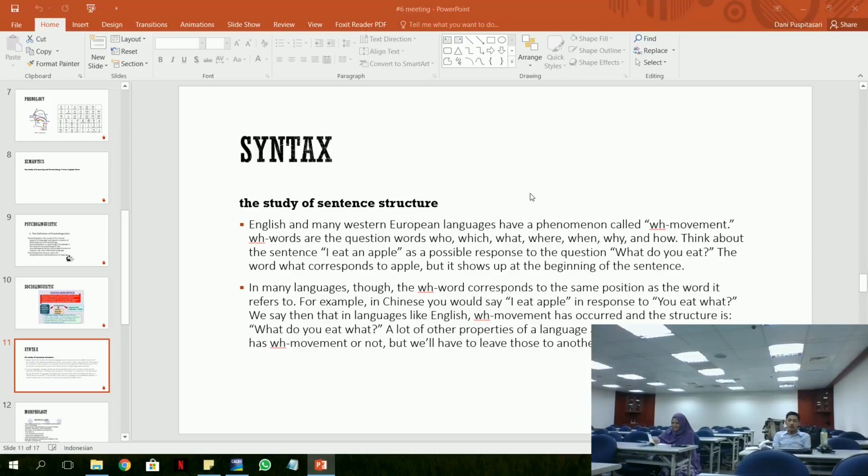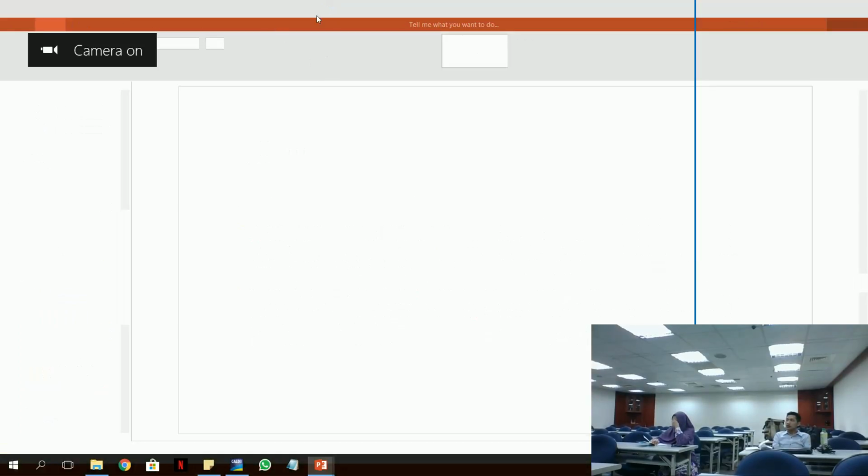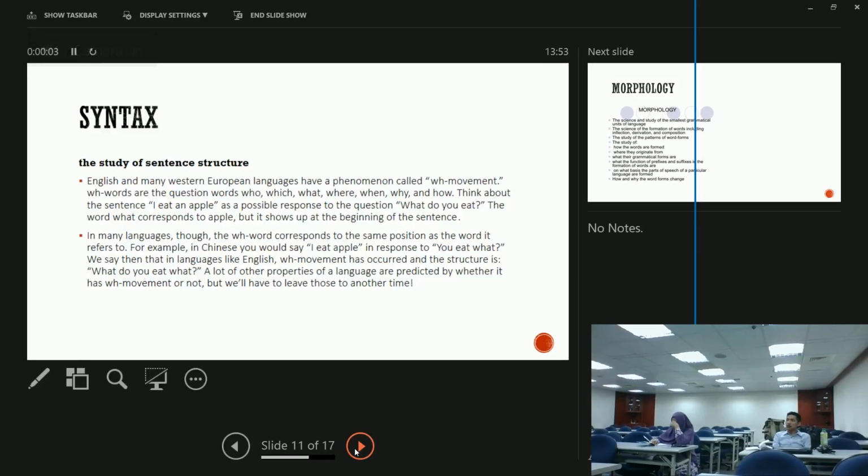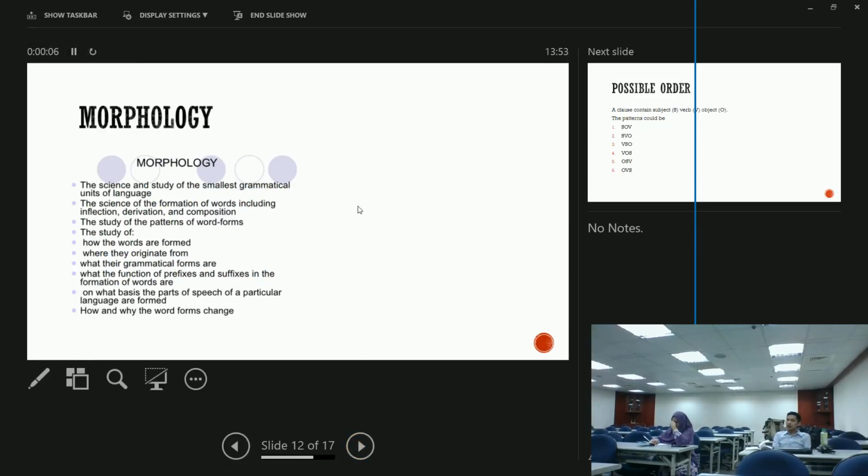So this is syntax. The next one, we learn morphology. So what is morphology? Morphology is the science and study of the smallest grammatical unit of a language. It also studies patterns. It is close to syntax, but in syntax we learn the rules, and in morphology we take it apart. We separate a word and we analyze it one by one.